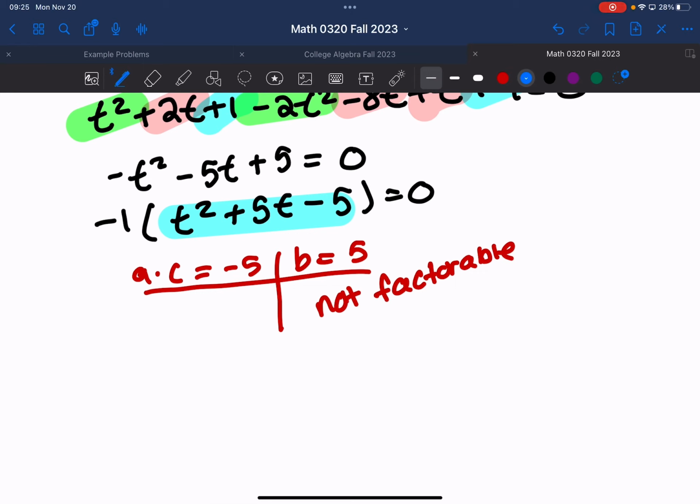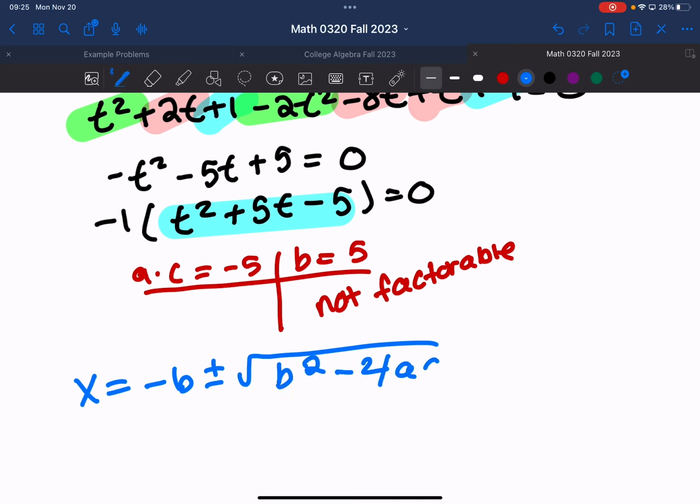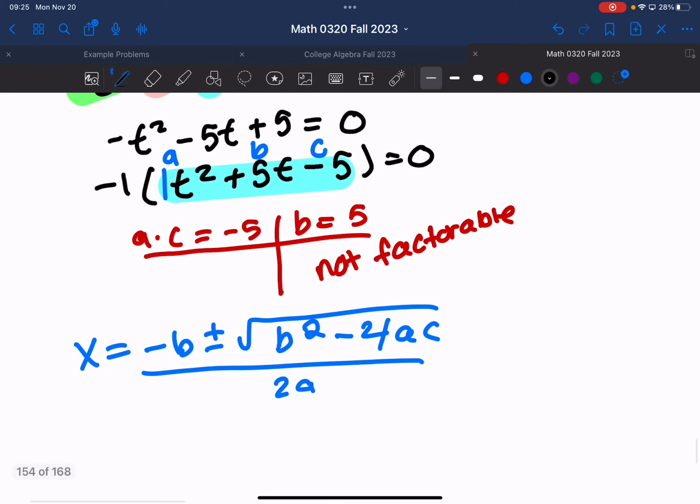Remember, the quadratic formula is x is equal to negative b plus or minus the square root of b squared minus 4ac all over 2a. So looking at our problem, our a value is 1, our b value is 5, and our c value is negative 5. So I'm just going to be plugging those into my problem.